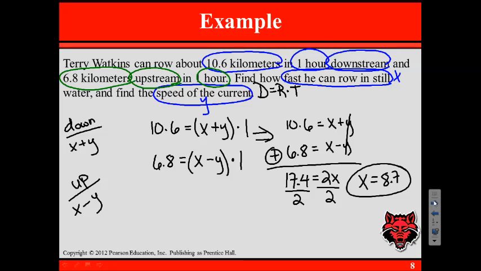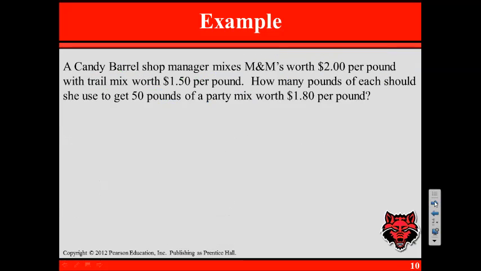Take that value 8.7 and plug it into either of the original equations. I'm going to plug it into the first equation, and that will give us 10.6 equals 8.7 plus y. So we subtract 8.7 from each side, and we're left with y equals 1.9. Let's try one more problem.